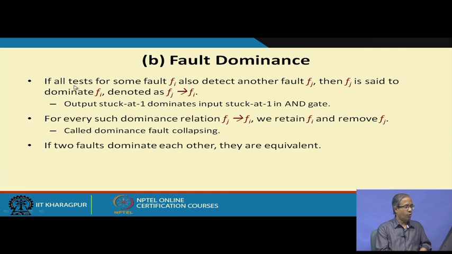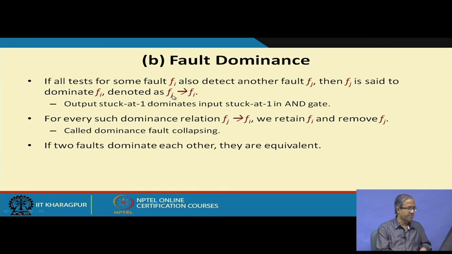We are saying if all tests for some fault Fi detect another fault Fj, then Fj dominates Fi. If such a property is there, what can I do? We can remove Fj and keep only Fi, because we know that tests for Fi will automatically detect Fj, that is the definition. So, if we only keep Fi and generate a test for Fi, that will guarantee that Fj will also get detected. And if it is a mutual relationship, Fj dominates Fi and Fi dominates Fj, they are equivalent.